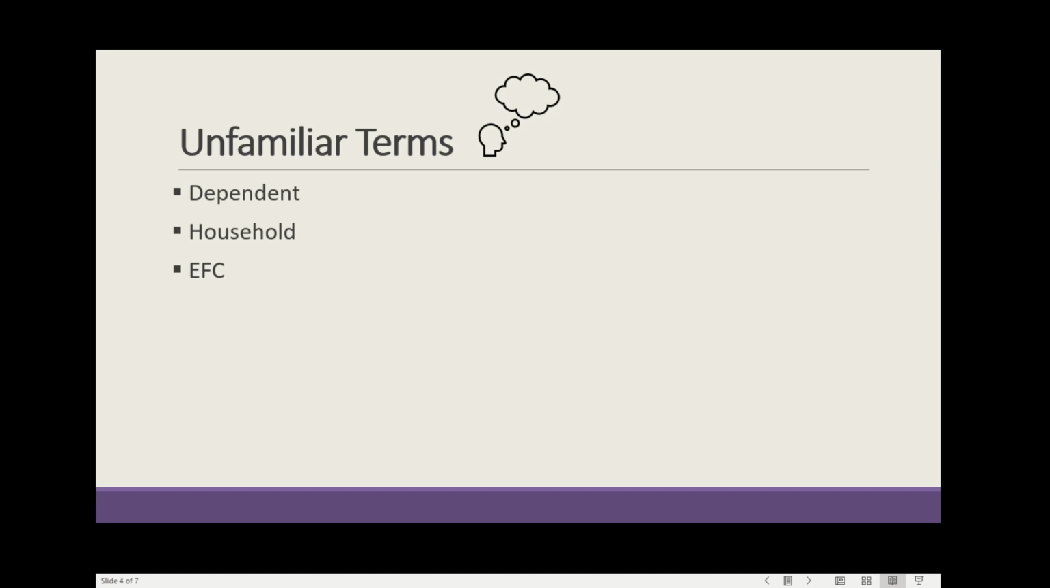Household is another common term. It refers to all the people living in your house. And EFC, or expected family contribution, is the score you get at the end of the FAFSA, and it determines in part how much aid you will receive.